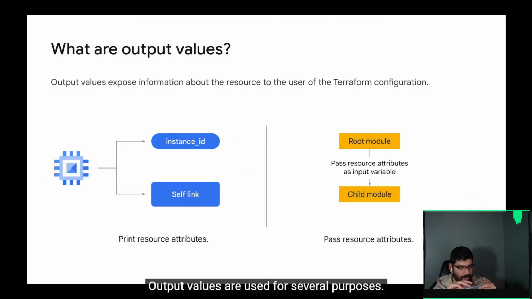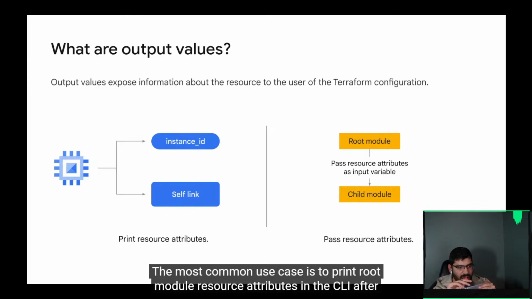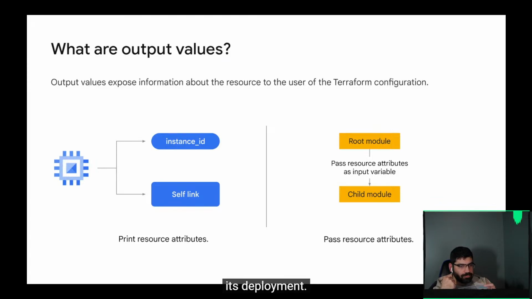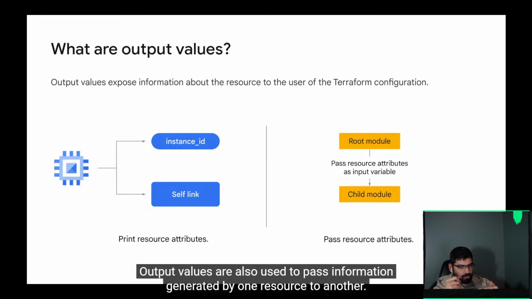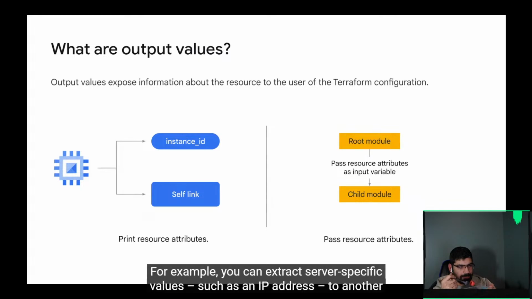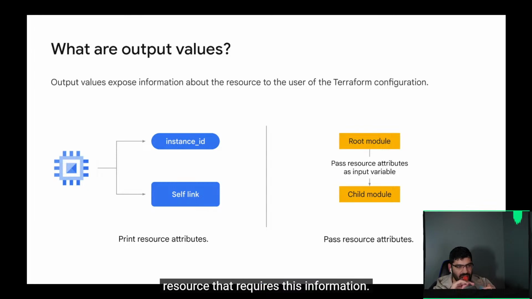Output values are used for several purposes. The most common use case is to print root node resource attributes in the CLI after its deployment. Most of the server details are calculated at deployment and can only be inferred post-creation. Output values are also used to pass information generated by one resource to another, for example, an IP address to another resource that requires this information.